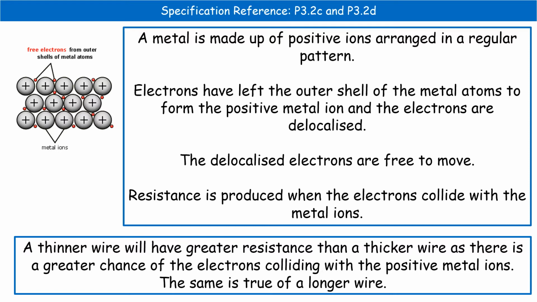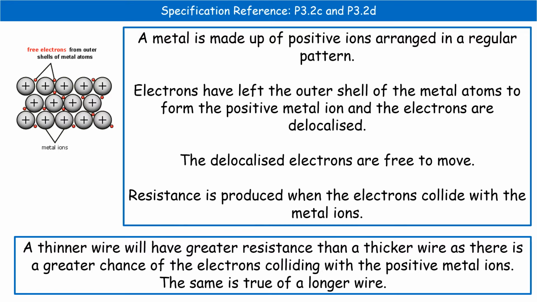What we mean by resistance is basically something that's going to impede or potentially slow down the flow of those electrons through the structure. Now, one of the key things that's going to happen here is those little electrons are going to collide with the metal ions. Every time they collide with a metal ion, then we have resistance.